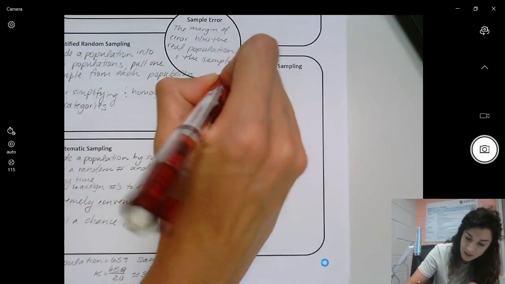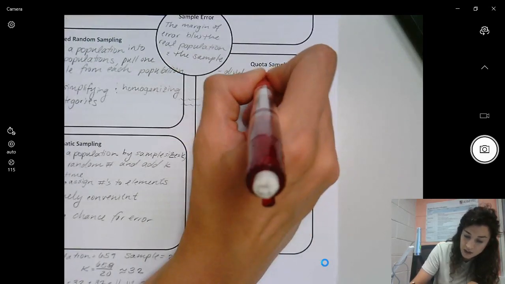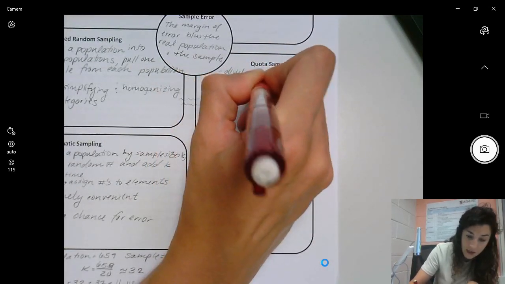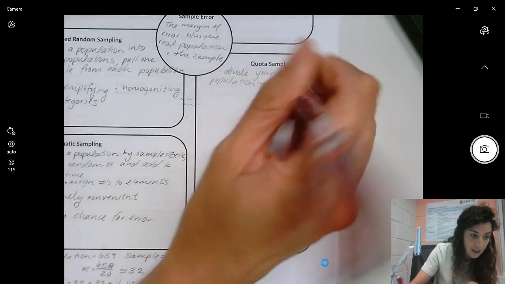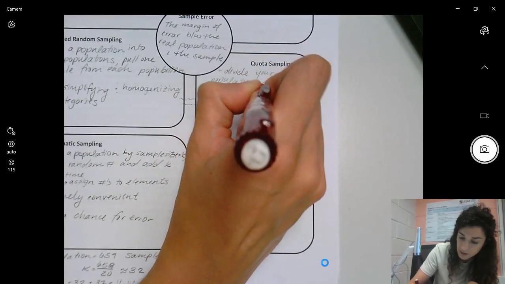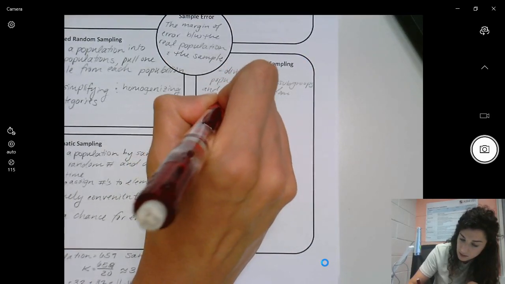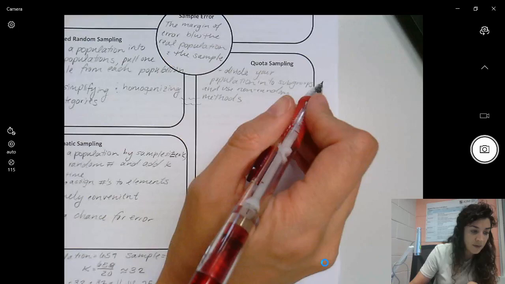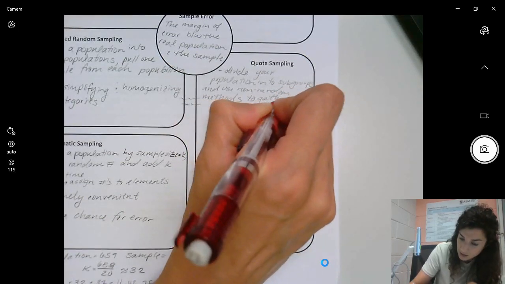So with quota sampling, you divide your population into subgroups and use non-random methods to gather data from each stratum.